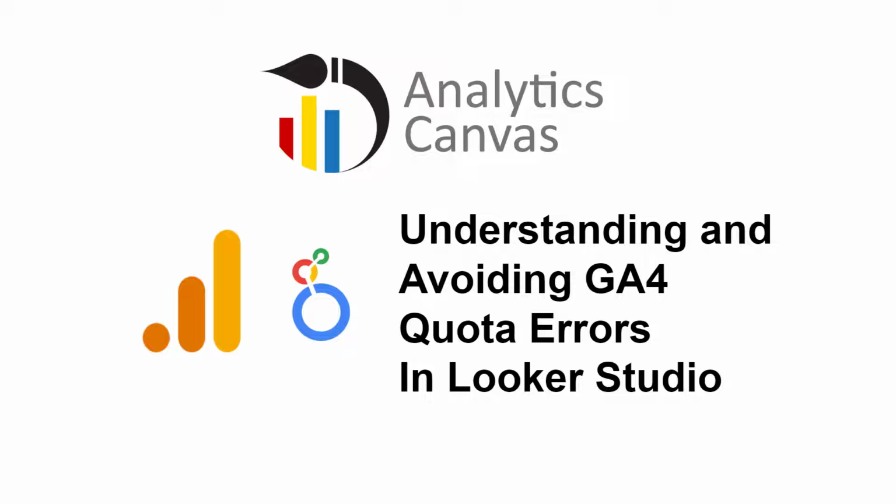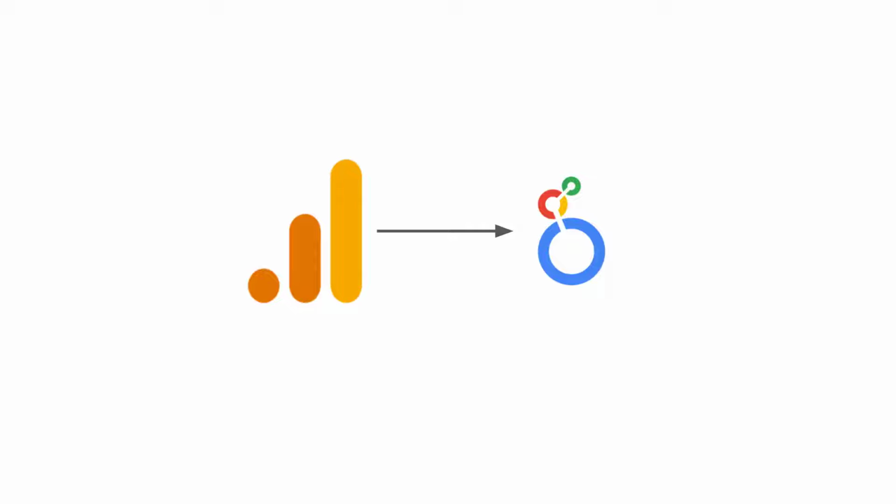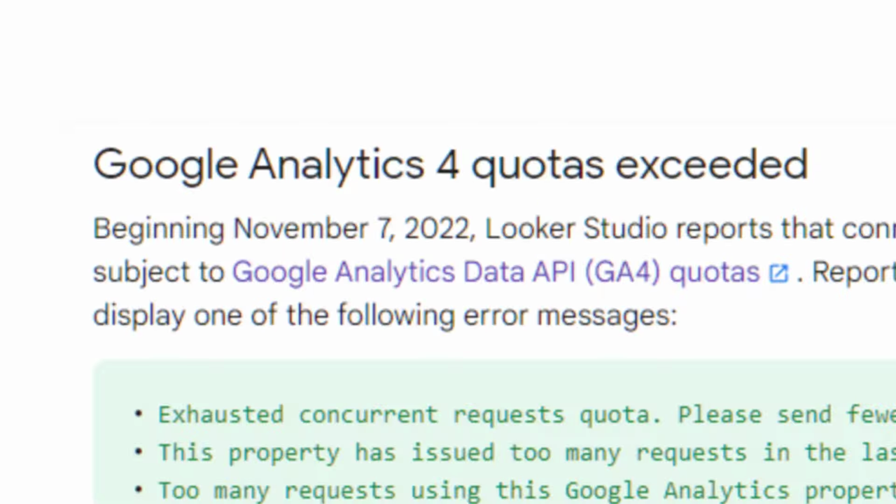Today we're going to look at GA4 Quota errors in Looker Studio. Why do they happen and how do we get rid of them? Looker Studio has a GA4 connector. This connector uses the GA4 Data API to get its data. Up until very recently, Google was not enforcing the quota on this API. Now they are.